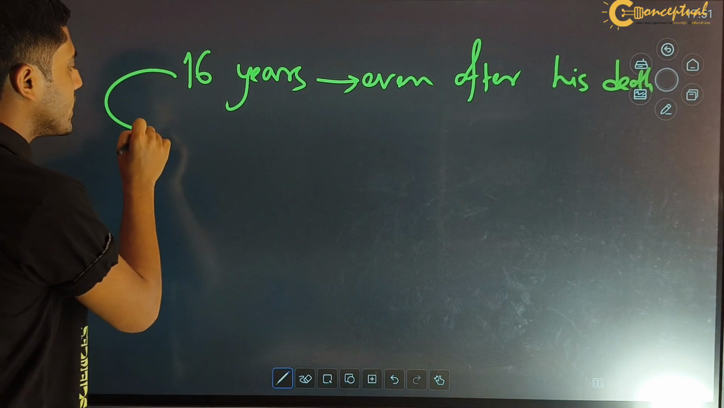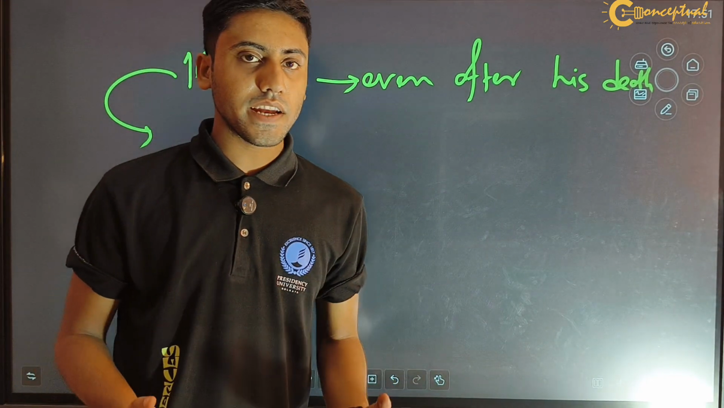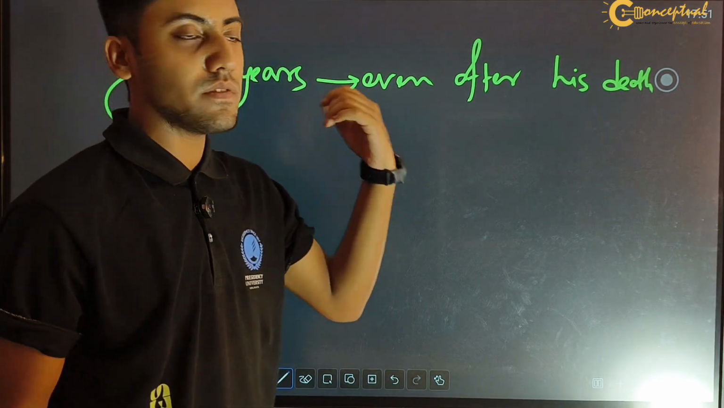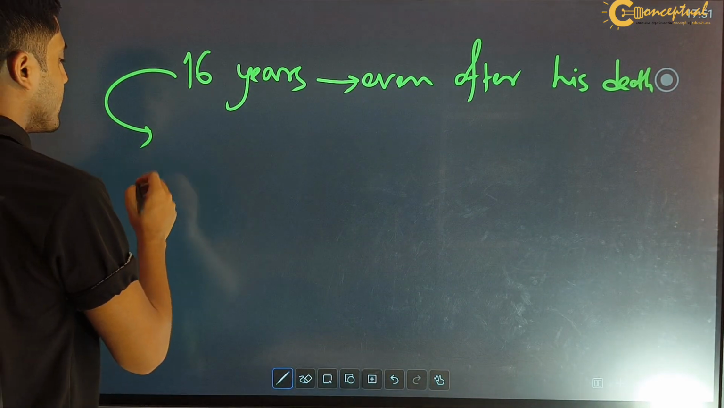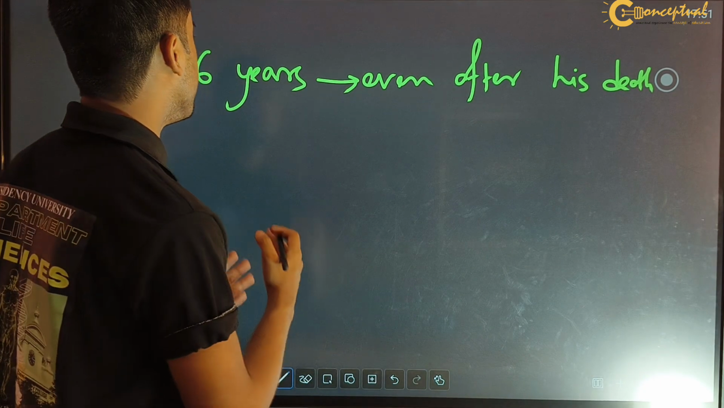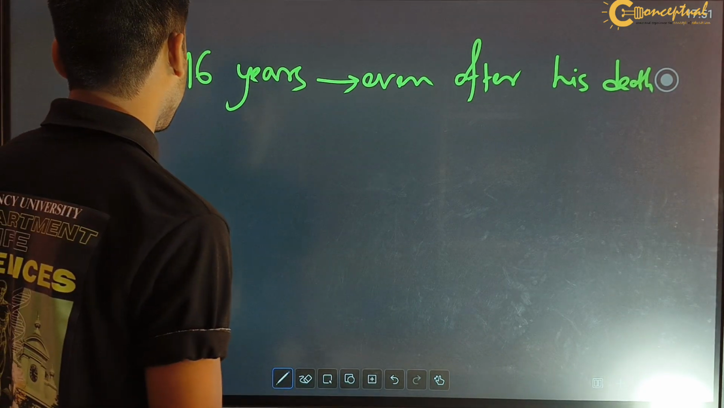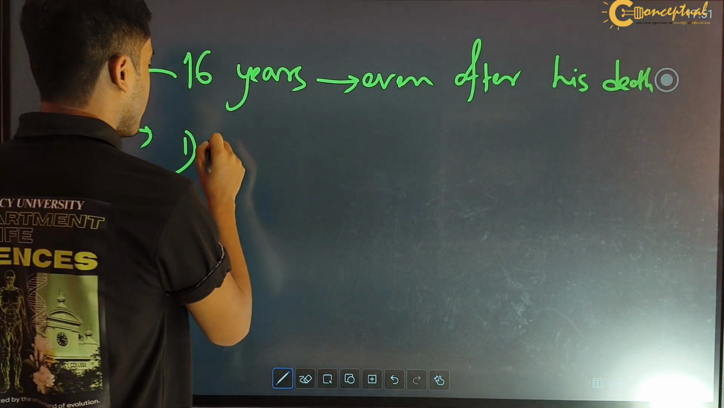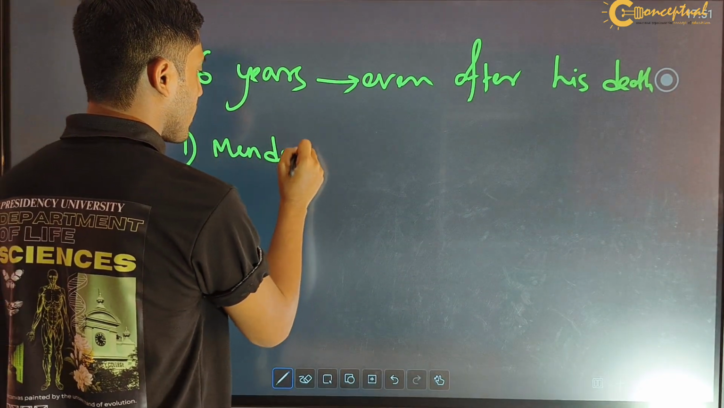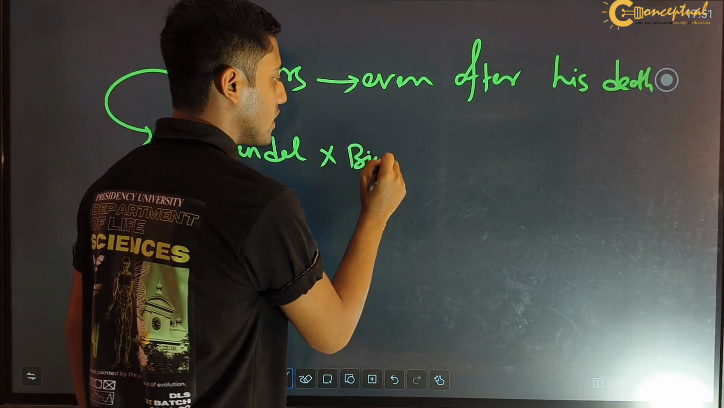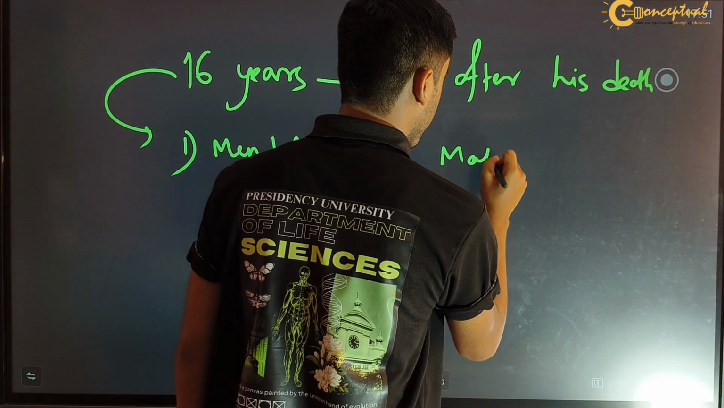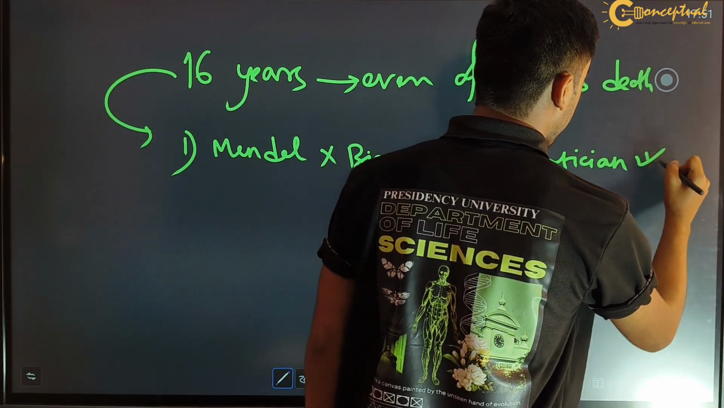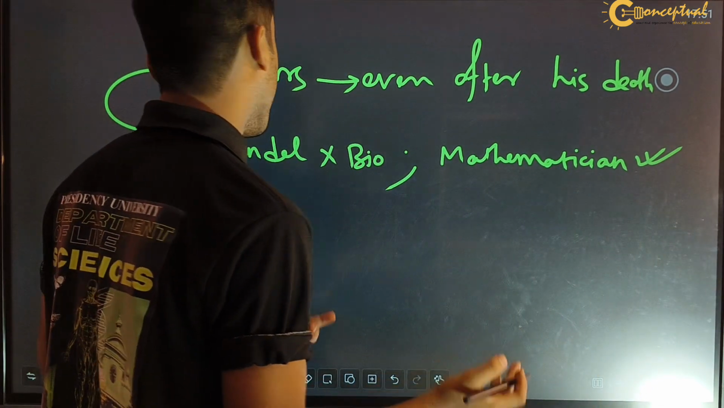So, what were the reasons why Mendel did such a great job, but his work was unrecognized? It went unrecognized for 16 years even after his death. Why? There were certain reasons for the failure of Mendel's postulates or theories of genetics, Mendelian genetics, for such a long duration of time, which is that Mendel was not a biologist. He was actually a mathematician. So he couldn't really earn that much respect in the biological scientific community.